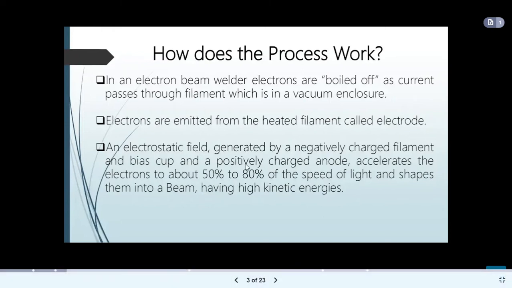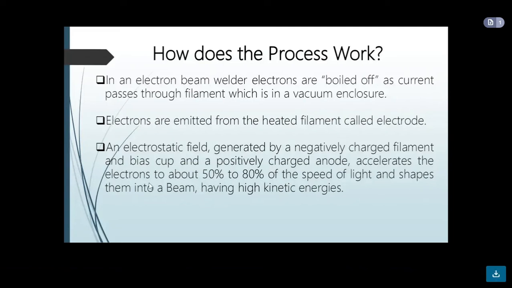An electrostatic field is generated by the negatively charged filament as a bias cup, and the positively charged anode accelerates the electrons. As these electrons are emitted from the tungsten filament, that is the cathode, we need to accelerate them. How can we accelerate the electrons? The electrons are negatively charged.